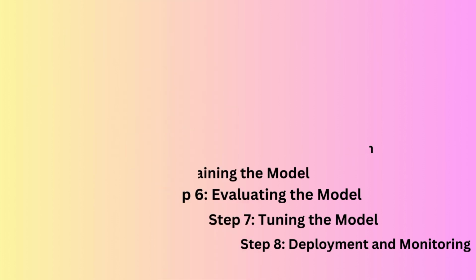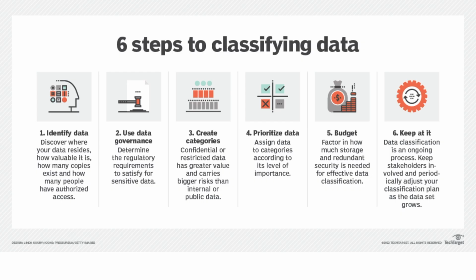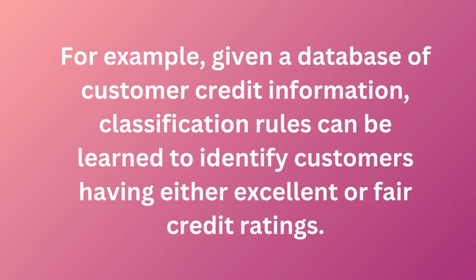Here are the steps in a data classification model, six steps to classify data. First step, identify data. Use data governance. Create categories. Prioritize data. Budget and keep to it. Identify data: discover where your data resides, how valuable it is, how many copies exist, and how many people have authorized access. Use data governance: determine the regulatory requirements to satisfy for the data.